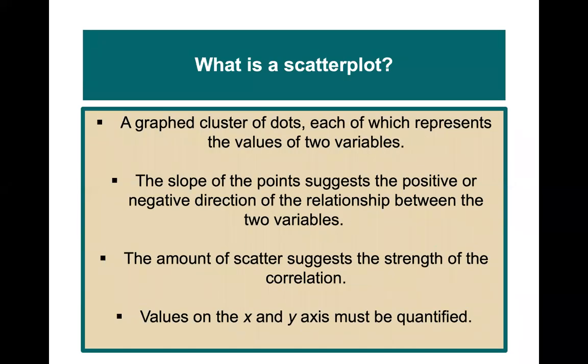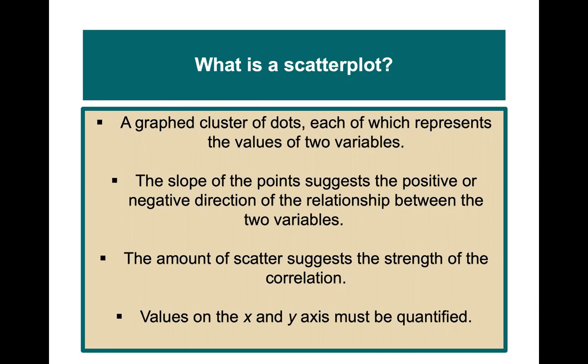It's often used within research, within psychological studies all the time. And it is a graphed cluster of dots, each of which represents the values of the two variables. The slope of the points suggests the positive or negative direction of the relationship between the variables. The amount of scatter suggests the strength of the correlation. Values on the X and Y axis must be quantified.